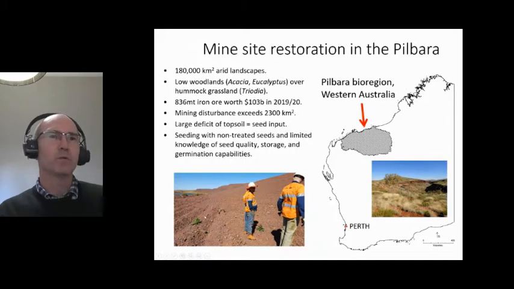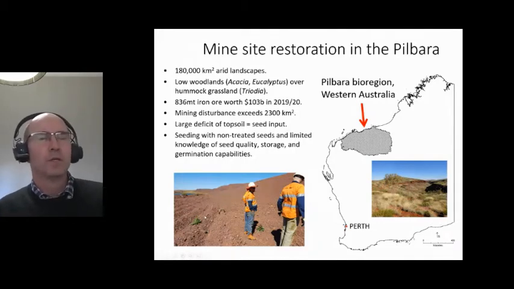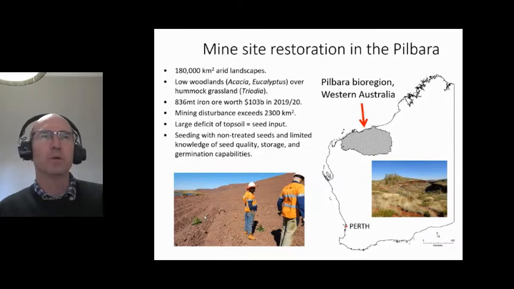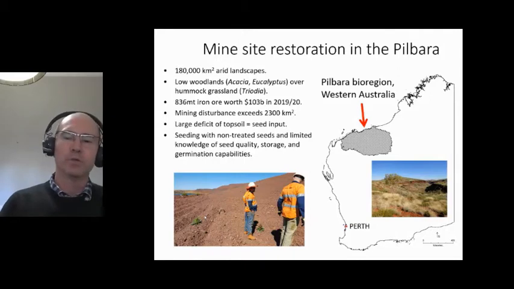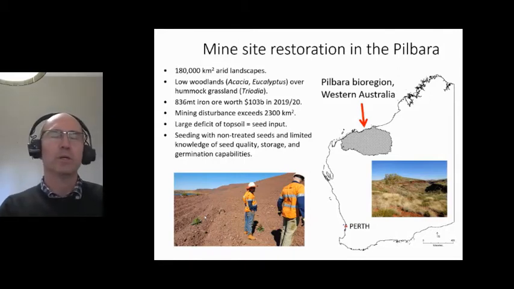This is a waste rock dump, so you can see a vast, almost moonscape type landscape. There's a deficit of topsoil due to the type of mining. It's pit mining, so we're really reliant on direct sowing of seed, and the challenges associated with that being that we commonly get very low proportions of seeds establishing.